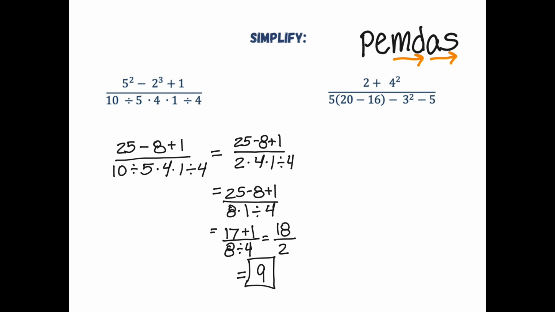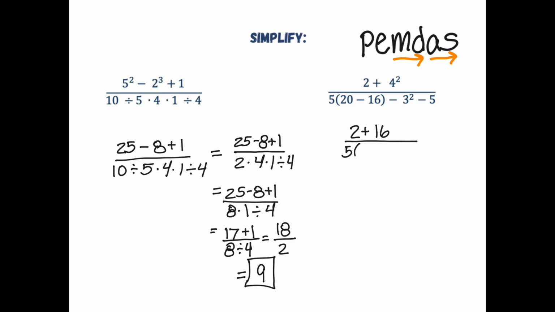In our next problem, we're again going to look at the top and the bottom as separate expressions until the very end. So in the top, I have an exponent, 4 squared. So I'm going to start by evaluating that. 4 squared is 16. Now in the bottom, I have parentheses and an exponent. So I'm going to go ahead and evaluate those as well.